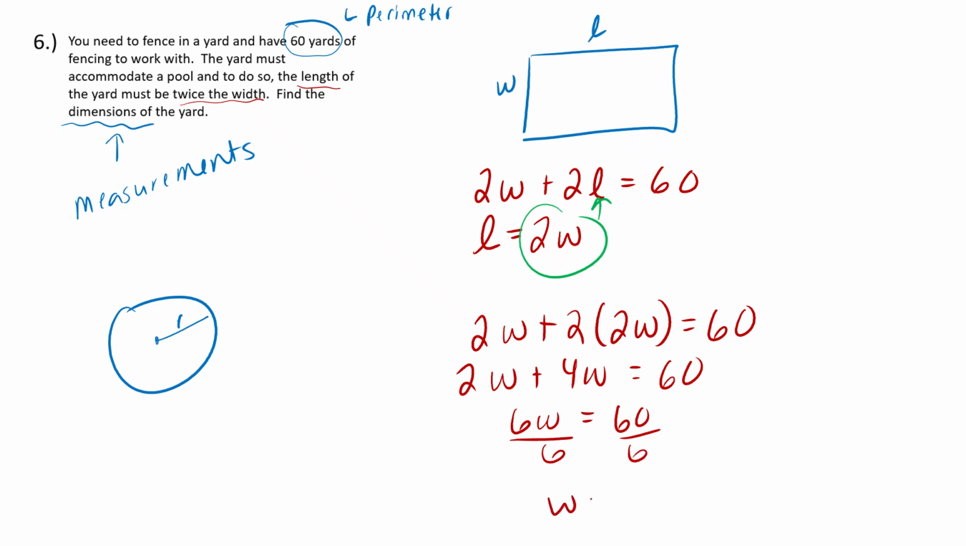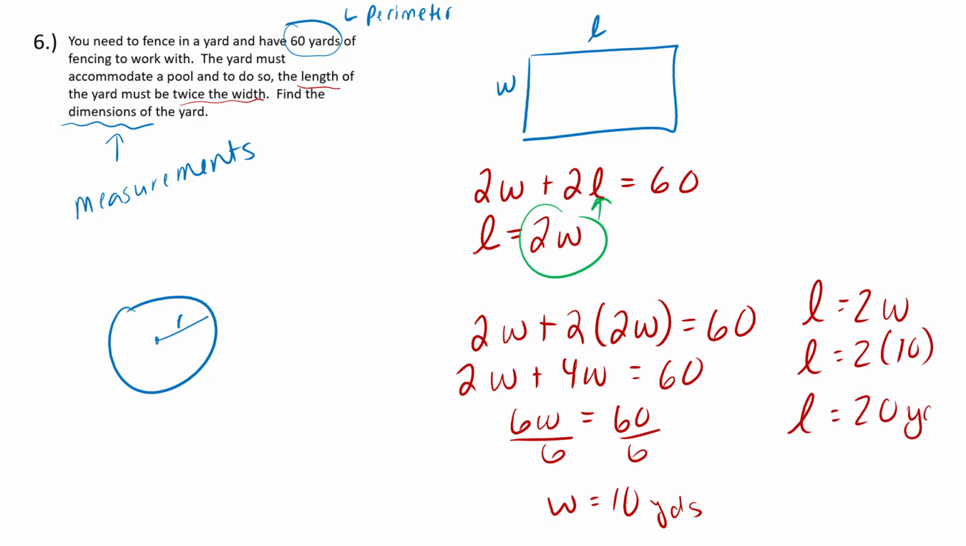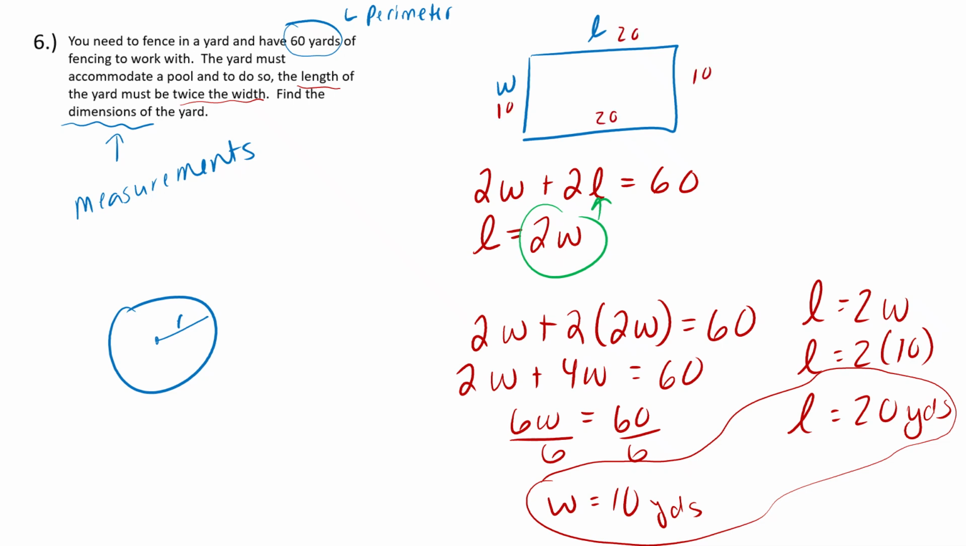So my width is 10 yards. And then you can figure out the length using either of those equations, but the easiest one is to do that. So we've got 2 times 10, and that'll give us 20 yards. So the width is 10 yards and the length is 20 yards. If you were to check this, you'd see that it meets both requirements. The length is twice the width, and if I add all of that up, there's my 60 yards of fencing.